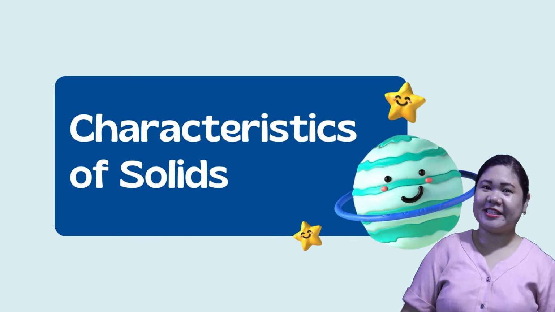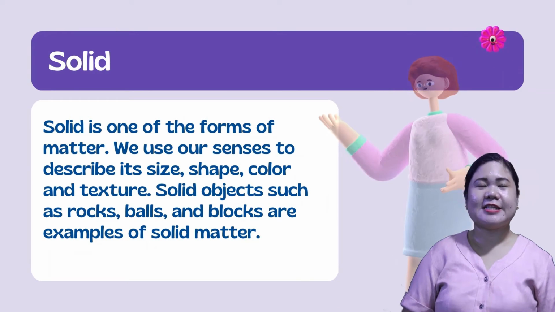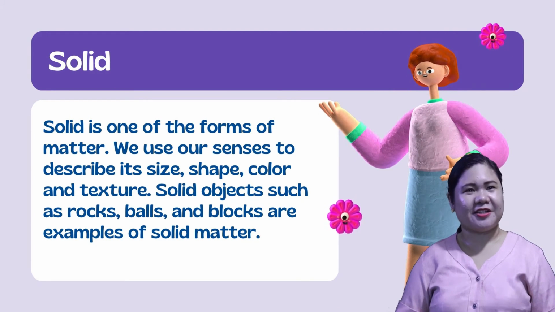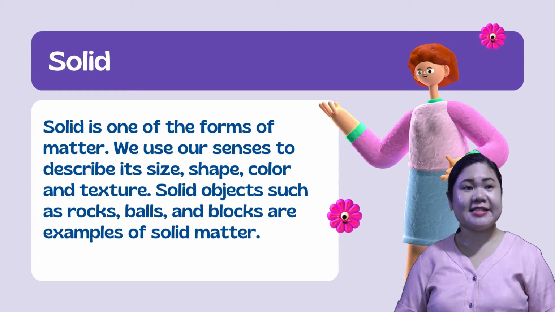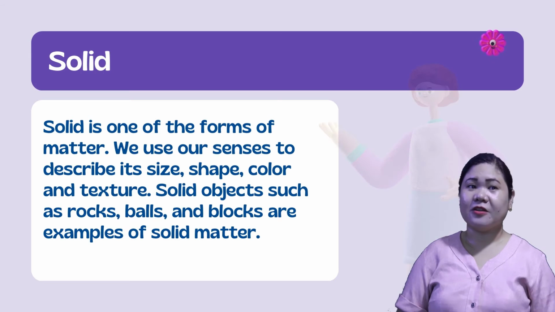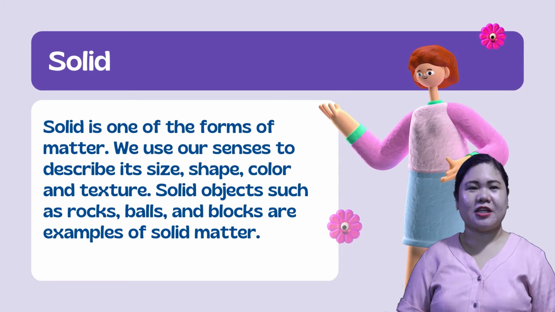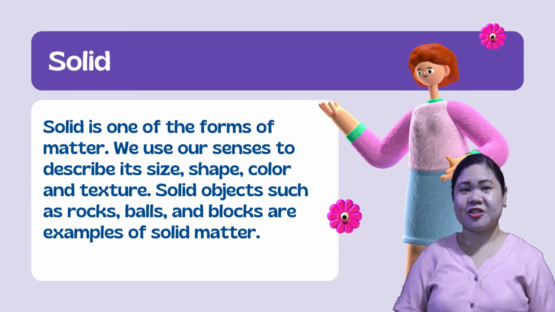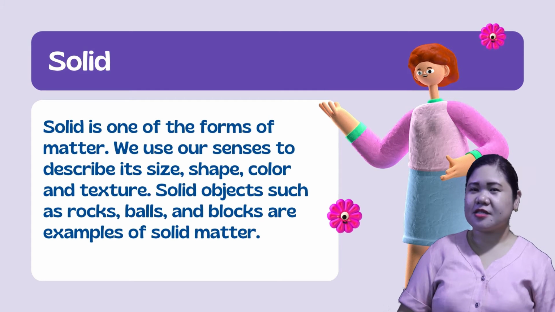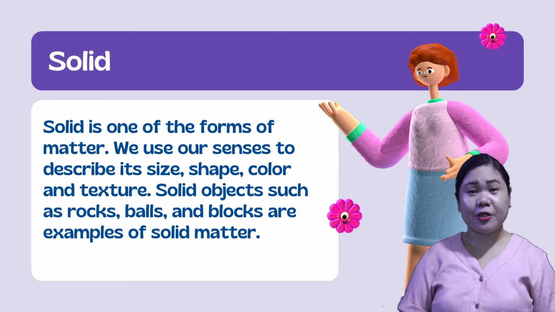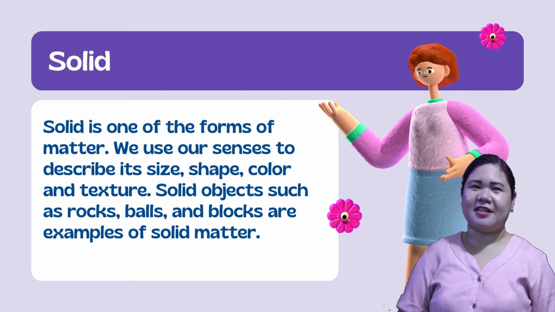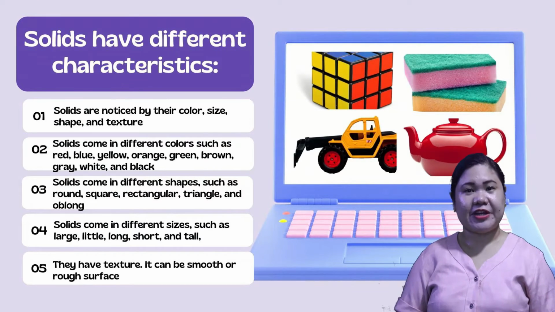Characteristics of a solid. Solid is one of the forms of matter. We use our senses to describe its size, shape, color, and texture. Solid objects such as rocks, balls, and blocks are examples of solid matter. Solids have different characteristics.